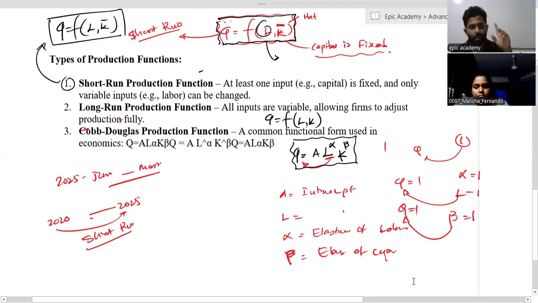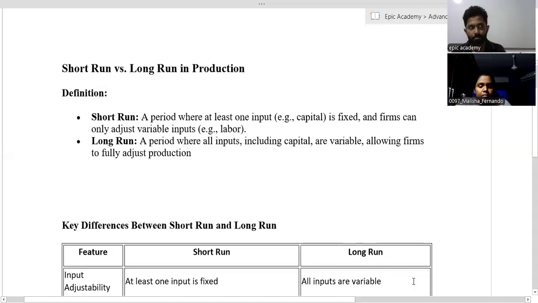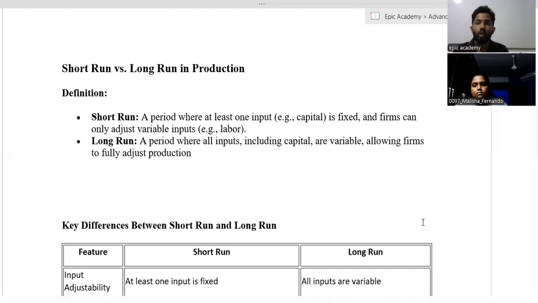First of all, try to identify the short run production function, the long run production function, and the Cobb-Douglas production function. The most valuable function is the Cobb-Douglas production function. We are going to use it in the future. Next day or today we can discuss those. Don't worry about that. Now this is the time to identify the short run and the long run.